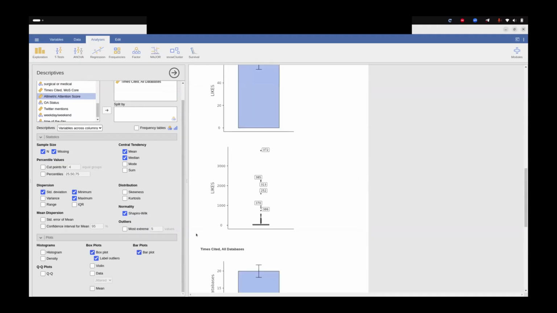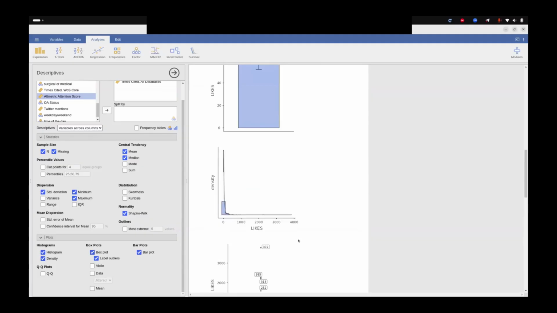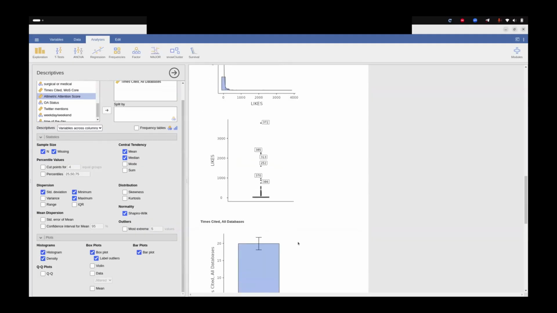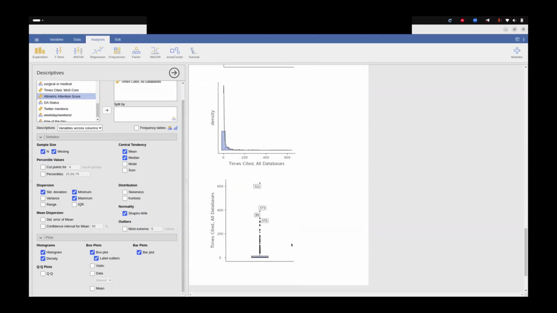You do bar plots, histogram, density plots, whatever you like. It's quite a versatile piece of software.